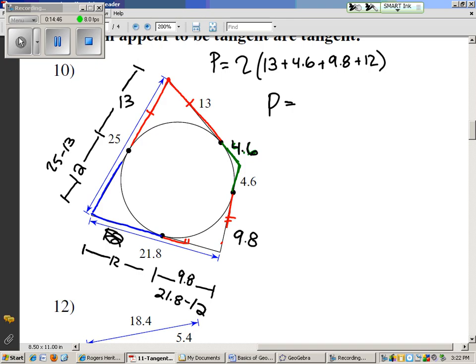Let's see, I got 25, 4.4 plus 10, so 14.4. 25 plus 14.4 is going to be 39.4, times 2 is going to be 78.8. There we go.